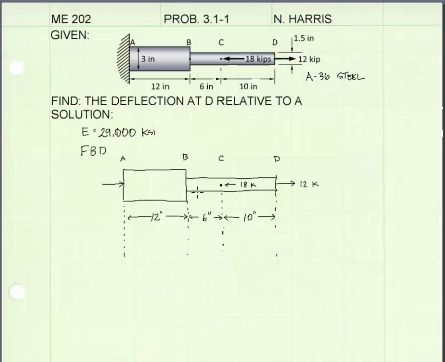I've drawn a free body diagram of the structure and labeled it. Summing forces in the x direction will give us a reaction force at A equal to 6 kips. In the next step, I want to plot the internal resultant loads from A all the way to D.